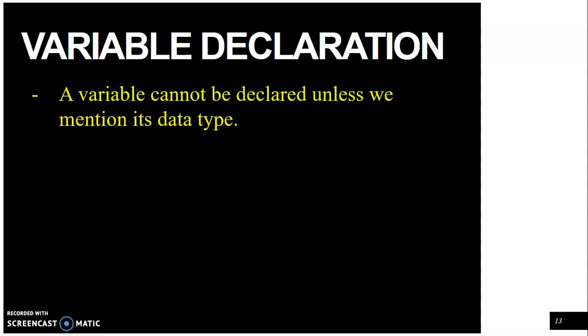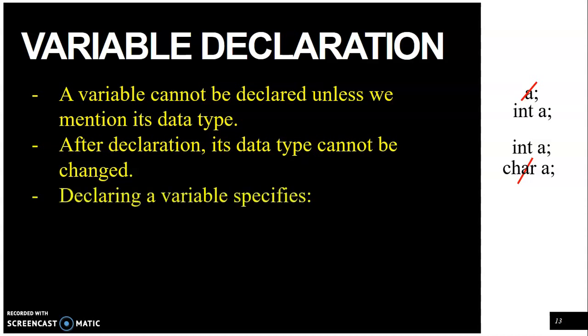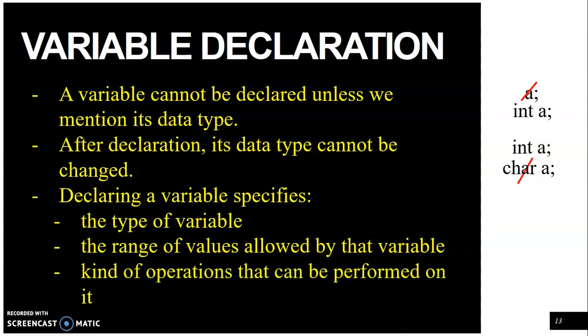A variable cannot be declared until we mention its data type. For example, if we simply write a and a semicolon, the C language will give you an error. You have to mention the data type with it: int, char, or float. After declaration, its data type cannot be changed. If you have declared a variable with any type, for example int here, you cannot change the data type afterwards. Declaring a variable means that you specify the type of the variable, the range of values allowed by that variable, and the kind of operations that can be performed on it.